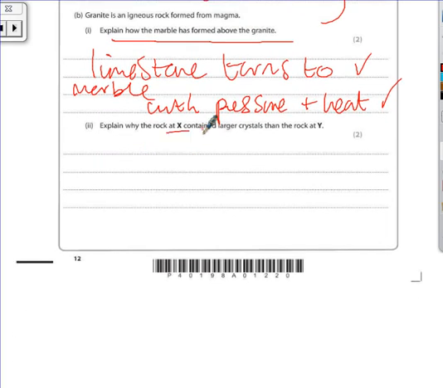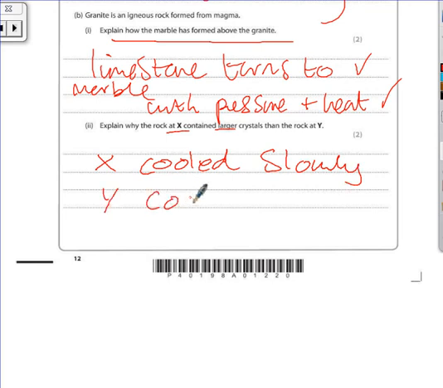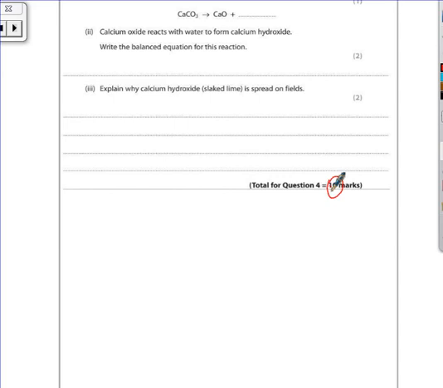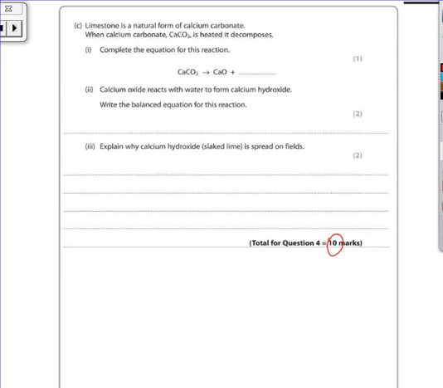Explain why the rock X has larger crystals. Okay, so X cooled slowly and Y cooled quickly. Okay, continuing with question 4, and question 4 we're looking for 10 marks overall, so let's see, how do we get this 1 mark here? Calcium carbonate is heated. Okay, calcium carbonate is heated, there's the arrow, it's a thermal decomposition to form calcium oxide, and what's missing? Carbon dioxide.